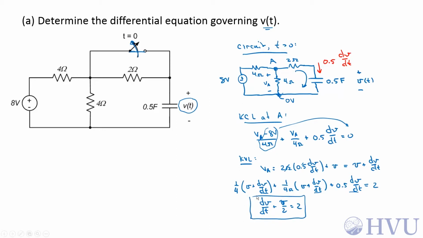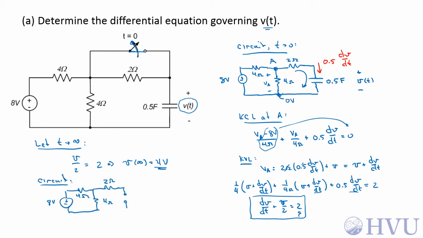Now let's check that result. By letting t go to infinity, we don't have to assume that the input's constant because we know it is. It's just 2. So as t goes to infinity, V of t becomes constant. That goes away. So it's just V over 2 is equal to 2, or V of infinity is equal to 4 volts. We can check that against the circuit as t goes to infinity. For a constant value, this becomes an open circuit. So that's V of infinity. This is now just a voltage divider, so that voltage is half of 8 volts, which is 4 volts, which agrees very nicely with our differential equation.